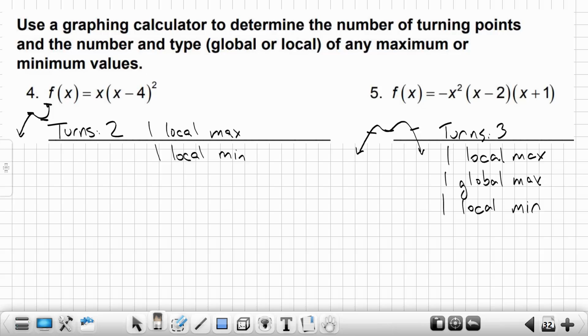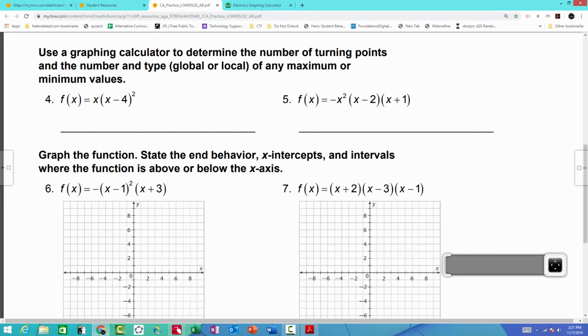Hopefully the other ones were pretty easy for you. When it says x-intercepts and zeros are the same, they're what I refer to as zeros. Okay? No, actually put what they are.